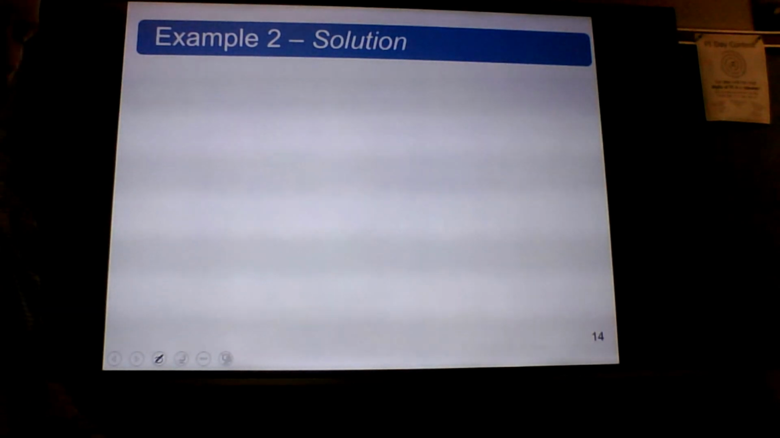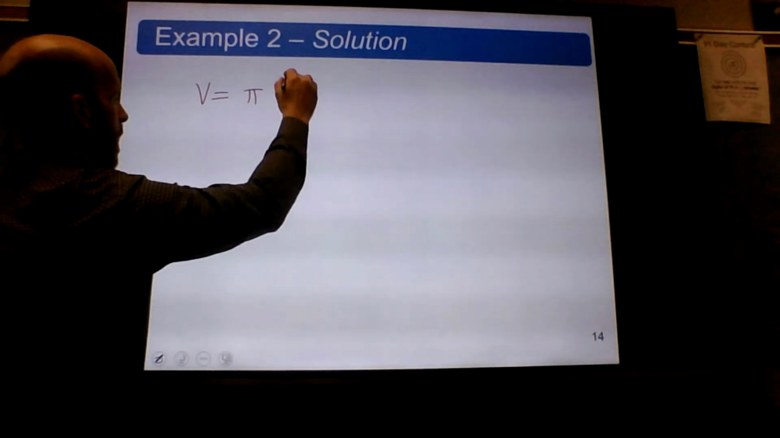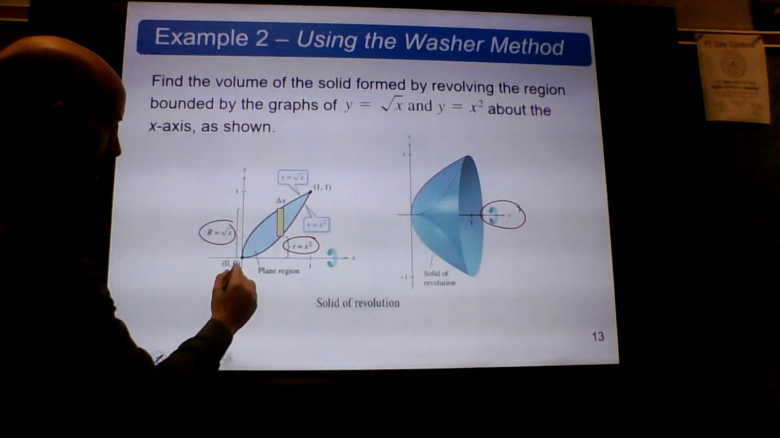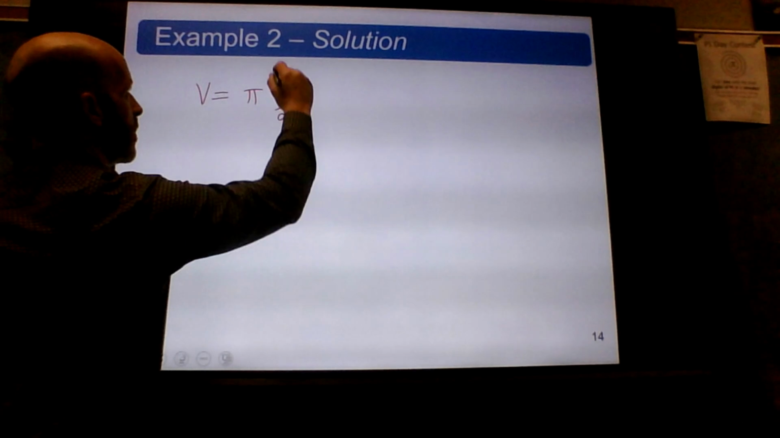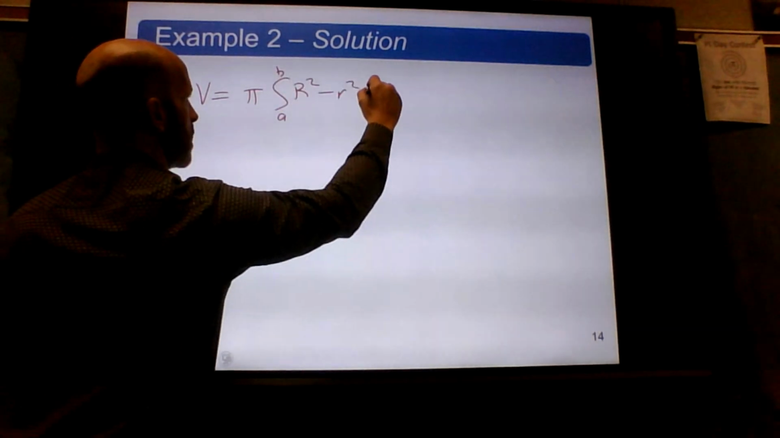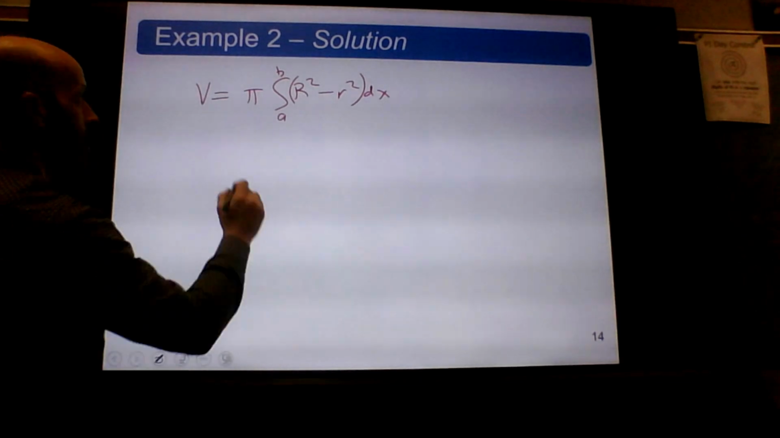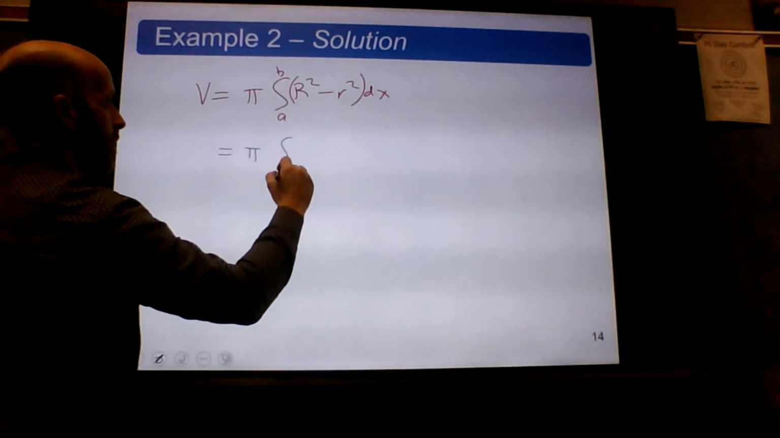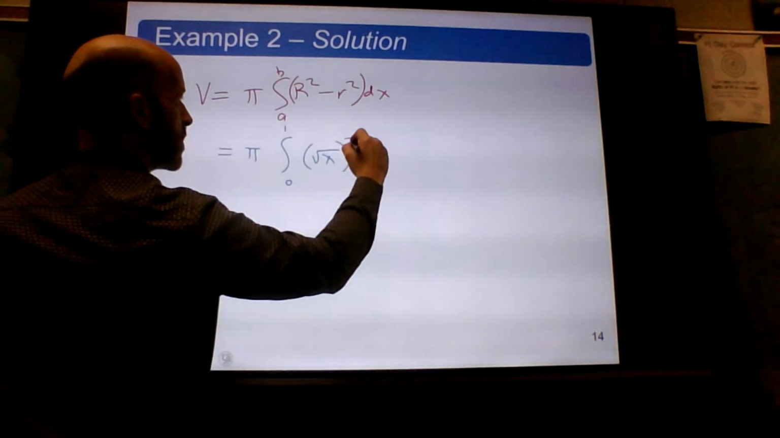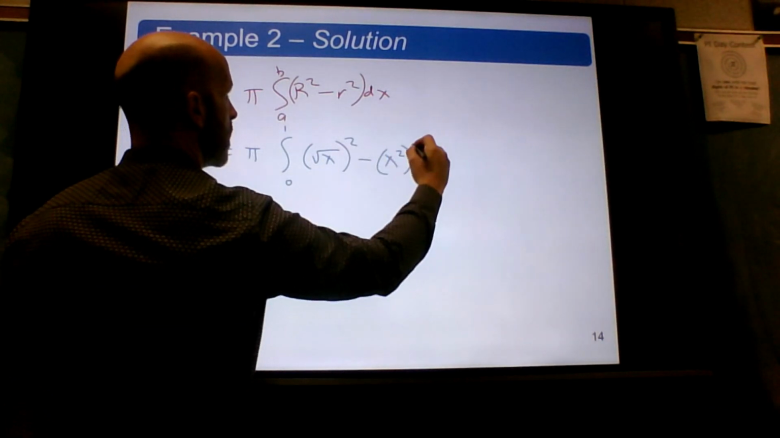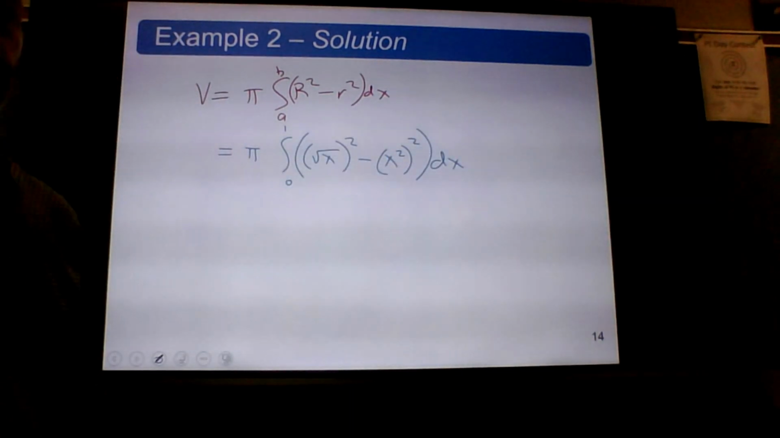To find the volume here, we're going to do volume equals pi integral. Now I need to check. It looks like we're going from 0 to 1. So let me write the formula down: big R squared minus little r squared dx. In this particular problem, it's going to be pi integral from 0 to 1. Big R was the square root of x, squared, and then little r was x squared. So this is the integral that we're going to use on this problem.